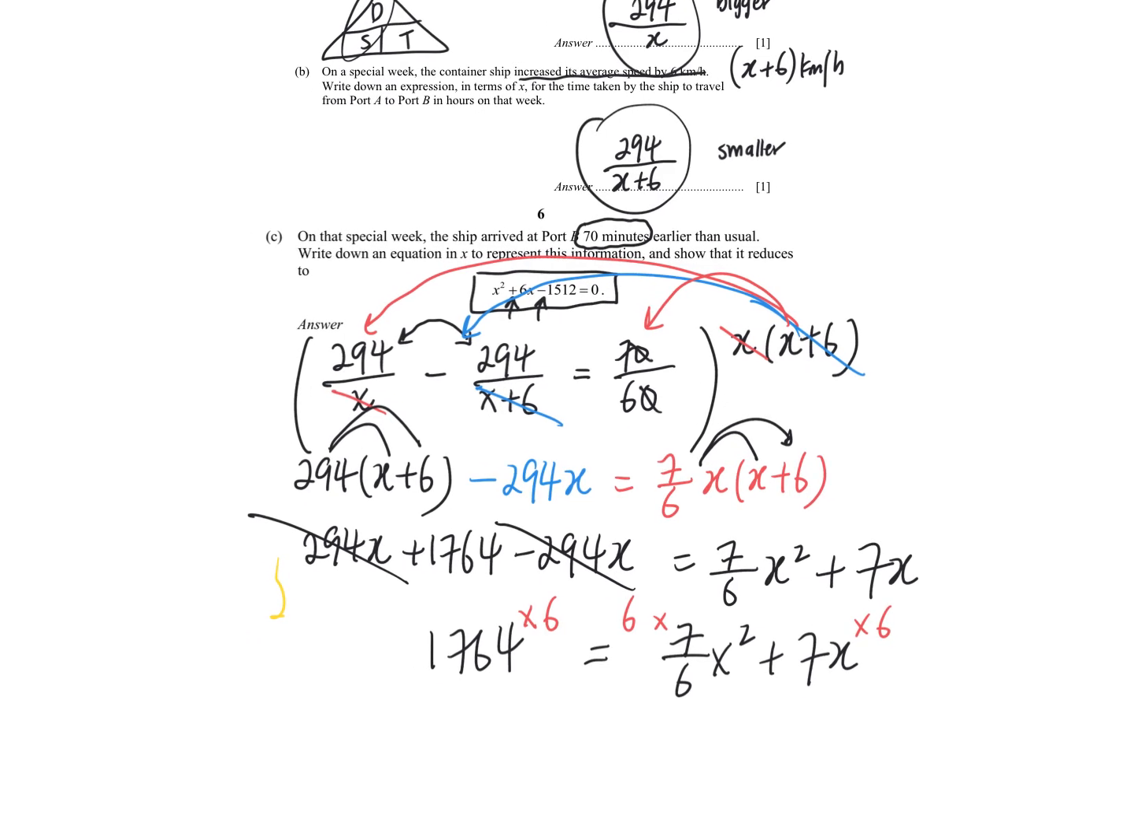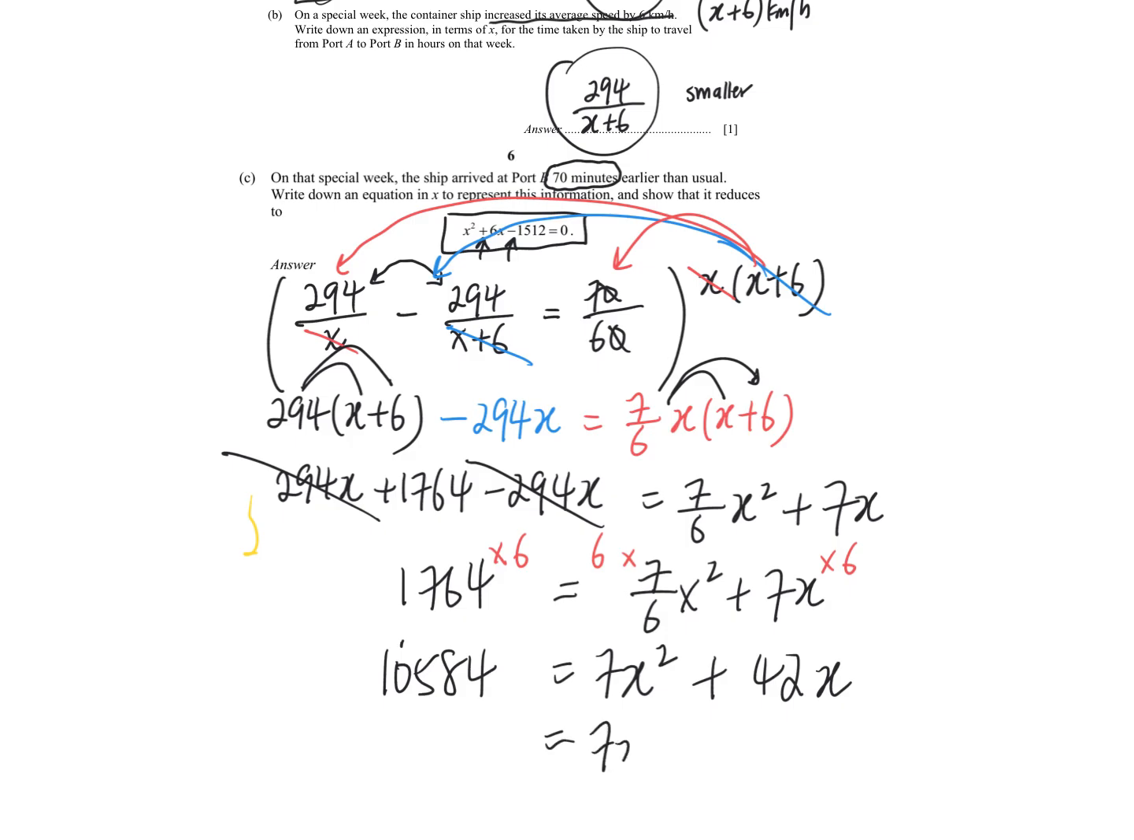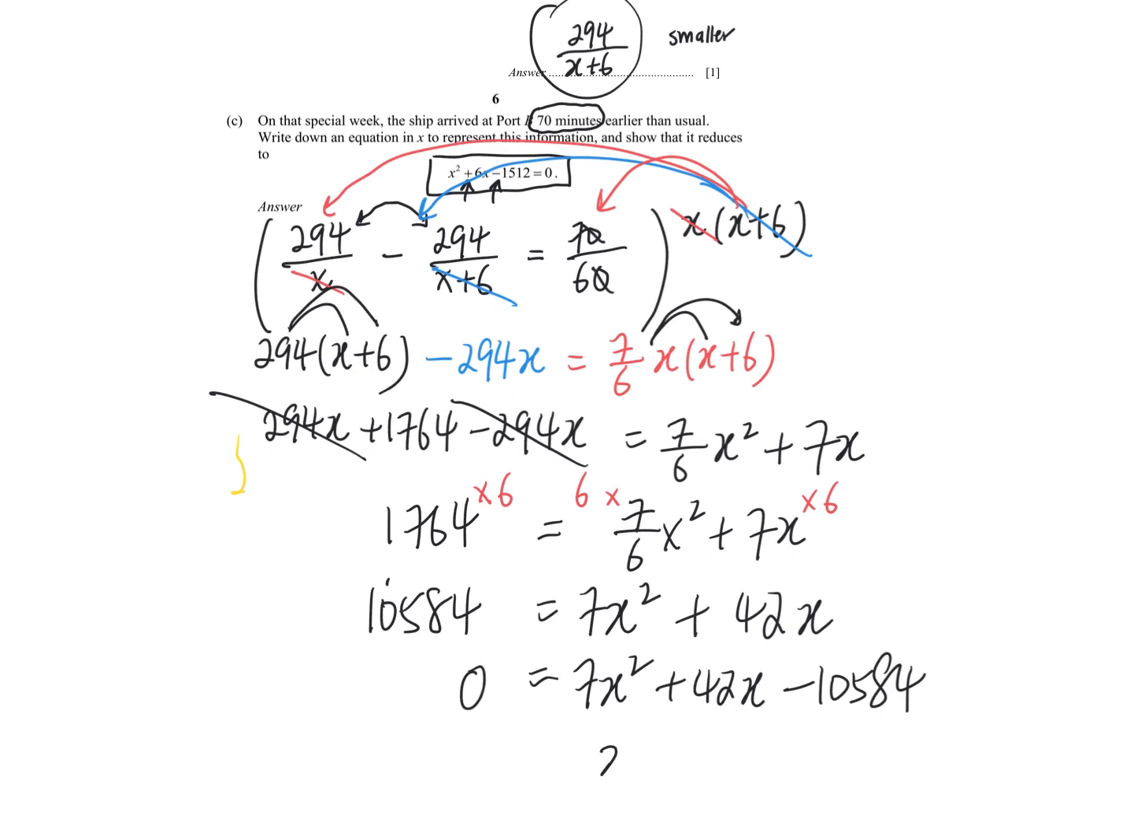Did I do something wrongly? 1764. Correct, right? Why is my number different? 1764 times 6. Okay, never mind, right first. Then this is 7x squared. This is 42x. So you shift everything to one side. Almost there already, but it still doesn't show what you want. You wanted to have x squared, right? Then you realize you are just forced to divide everything by 7.